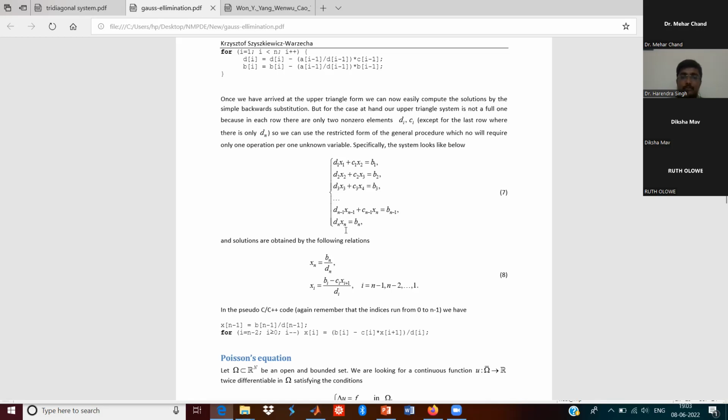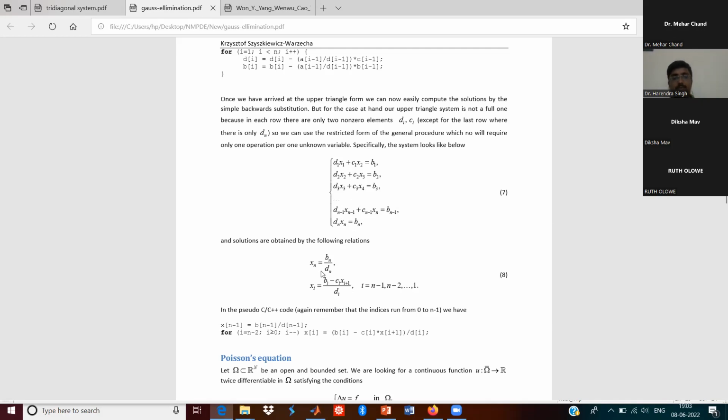So xn equals bn by dn, and you put the value of xn here. So you will get xn minus 1, because this one is known. From the backward substitution, you will get xn minus 1. Similarly, you can go on with the backward substitution, so you will get x1, x2, up to xn minus 1 and xn. These are the backward substitution.